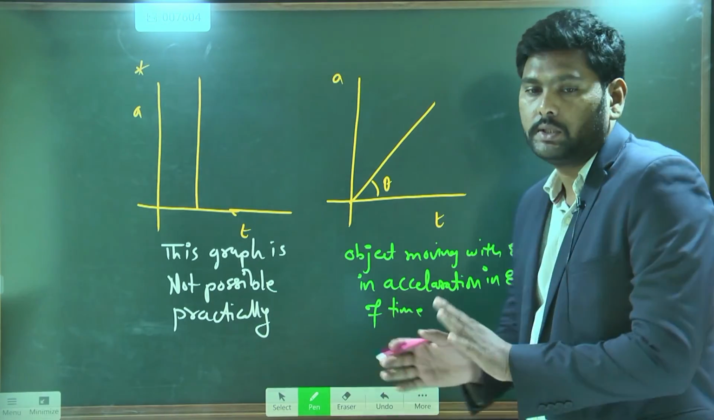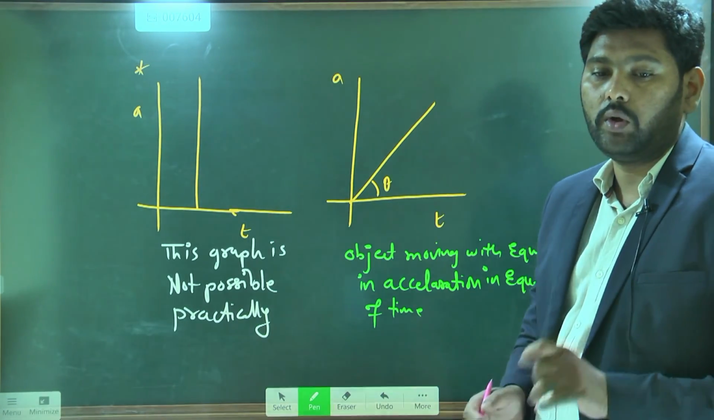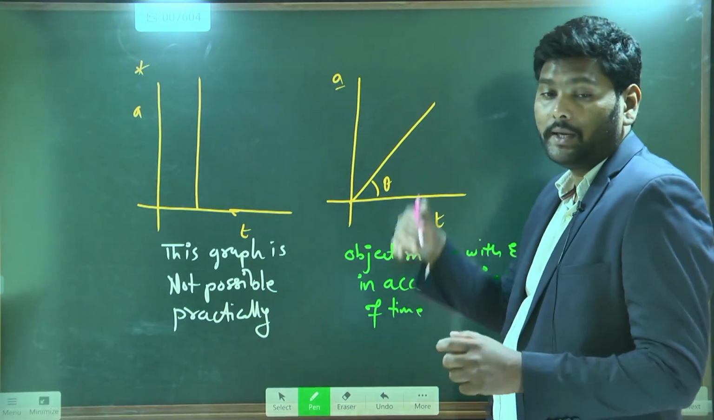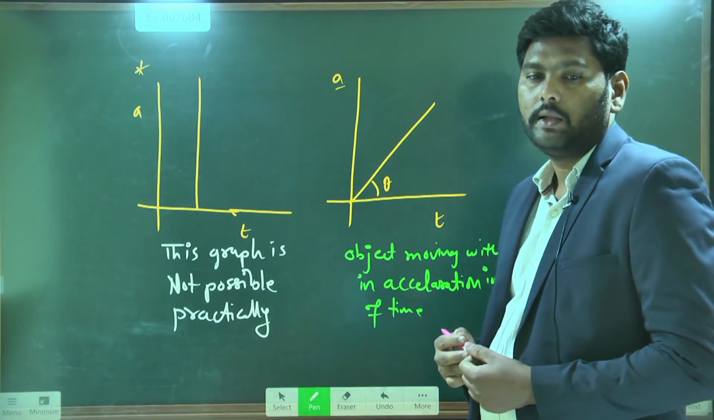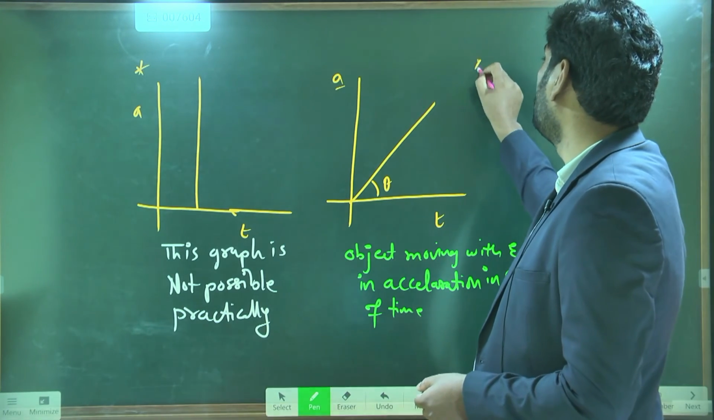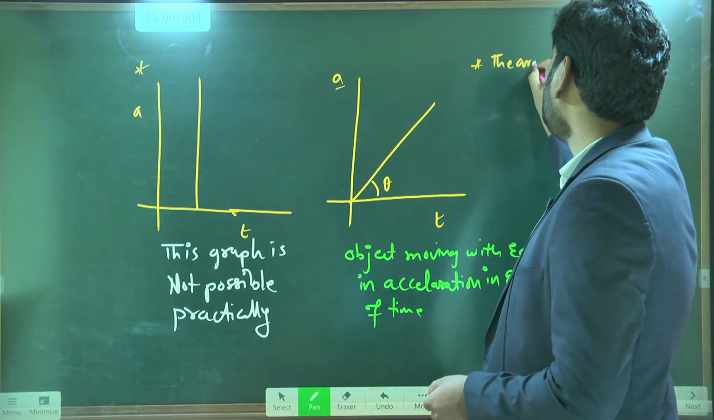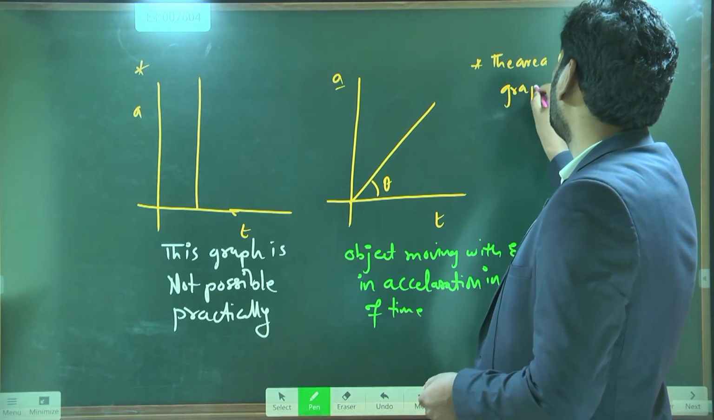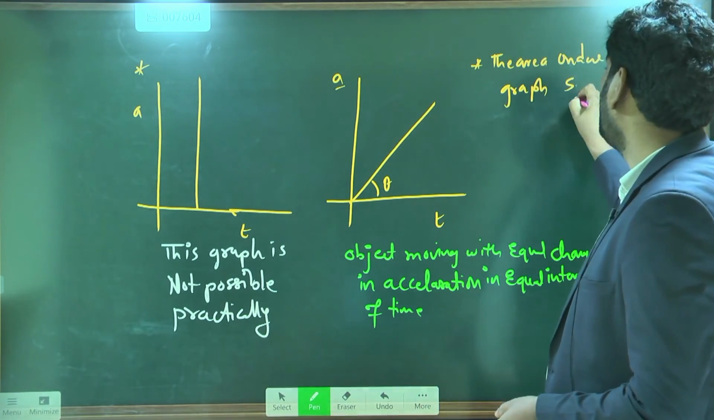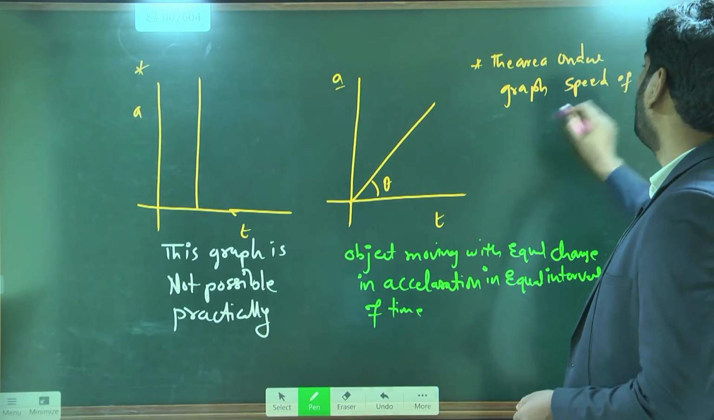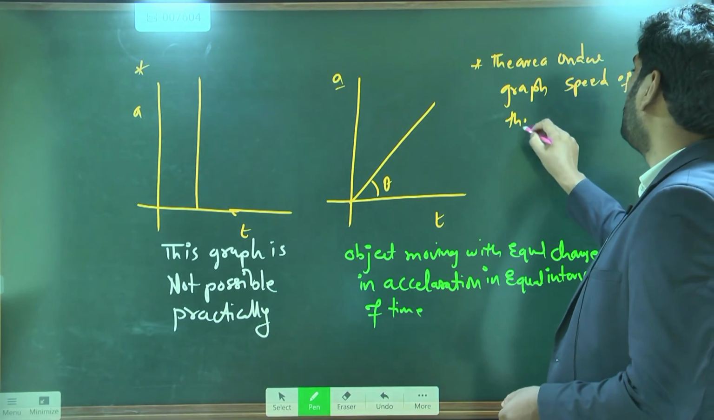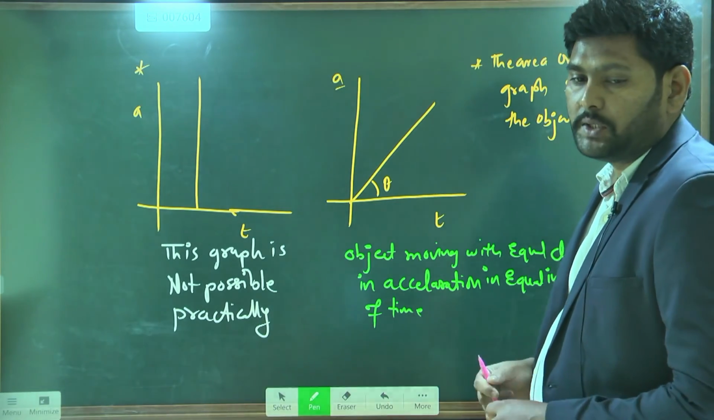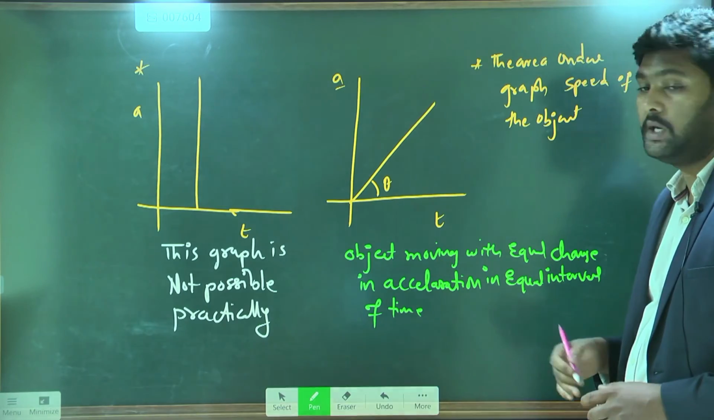What does the slope of this graph represent? The slope represents no physical quantity, only the area. Area under the graph represents the speed. Understand? Better write down: the area under the graph represents the speed of the body, the speed of the object. Only the area will give some information.